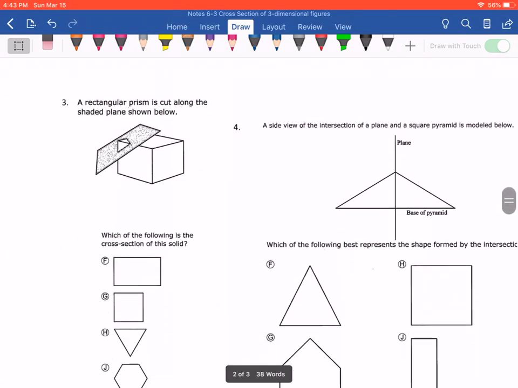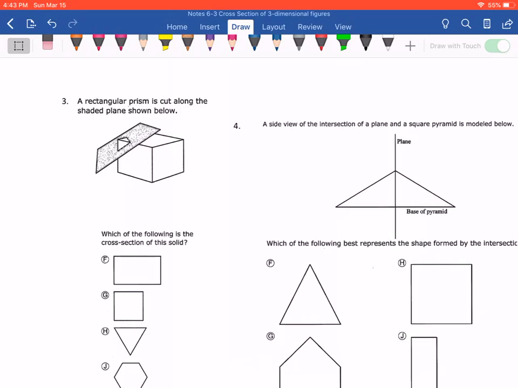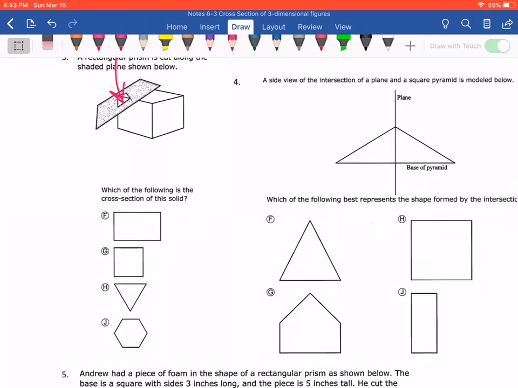Looking down at number three, a rectangular prism is cut along the shaded plane shown below. Which of the following is the cross section of this solid? So visualize a cube or a shoebox, and we take a plane and we just slice off one of the corners of that cube. If we took off the little piece right here, what shape would we see formed underneath of it? We would actually see, you guessed it, a triangle.